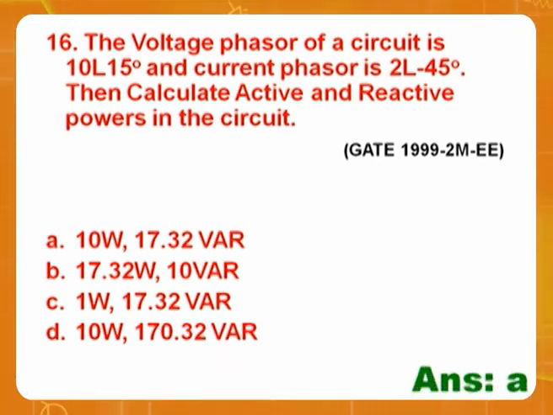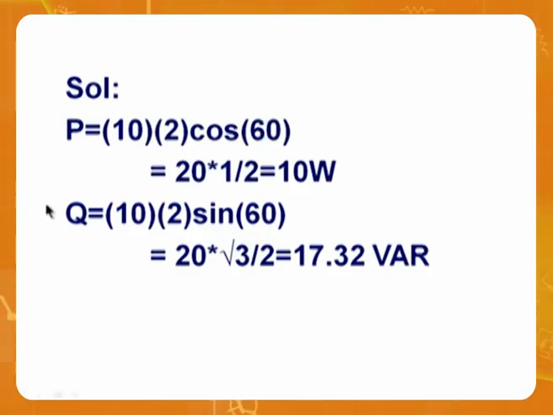So let's go to the solution. Active power, as I told you, VI cos phi. So 10 into 2 is 20. What is cos 60? Cos 60 is half, so 10 watts. Then reactive power, VI sin 60. 20 root 3 by 2, so 17.32. So what is the option here? Option is A. So this is how you can calculate the active powers and reactive powers.